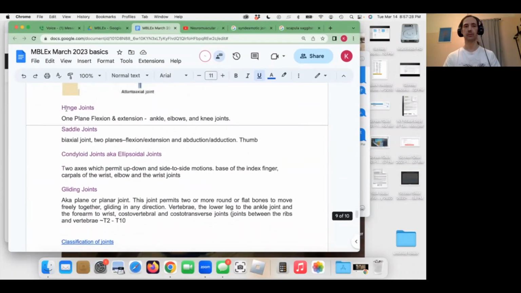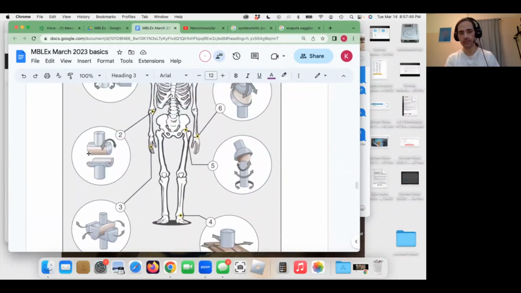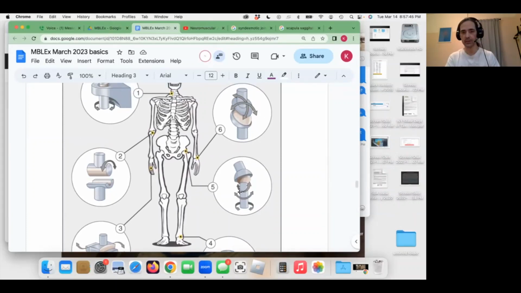So we did a hinge, we did saddle. Let's move on to condyloid, which is also an ellipsoidal, condyloid or ellipsoidal joint. Of the types of joints remaining, we have a few which are ball and socket, right? The proper ball and socket is the hip joint, which is a deep socket the ball fits into. And then the shoulder joint, the glenohumeral joint, is a shallow socket with a big ball on top.